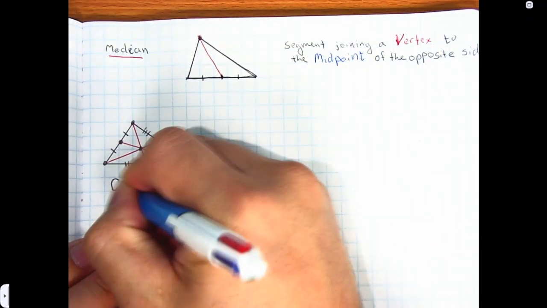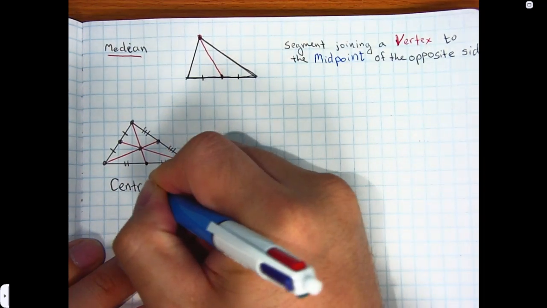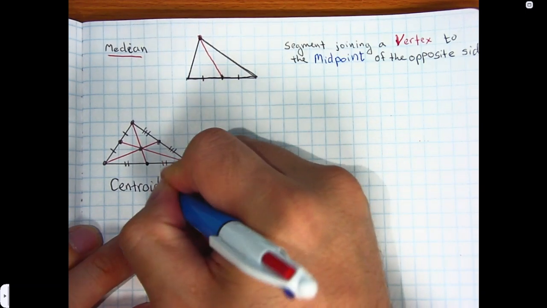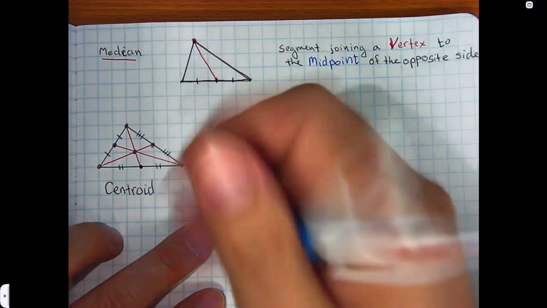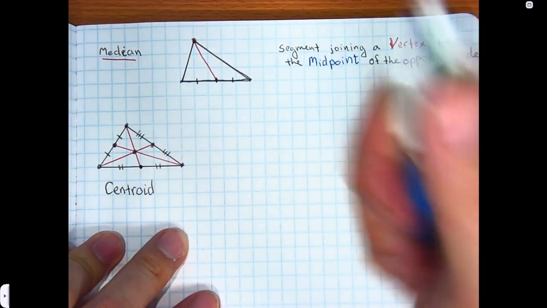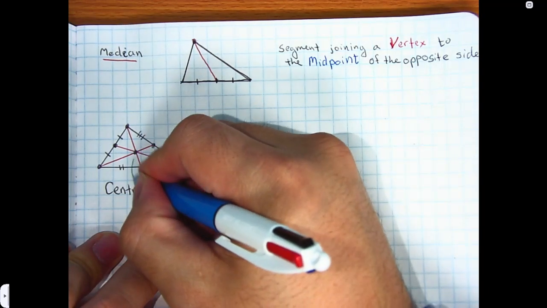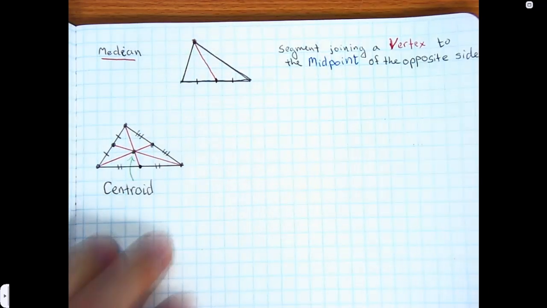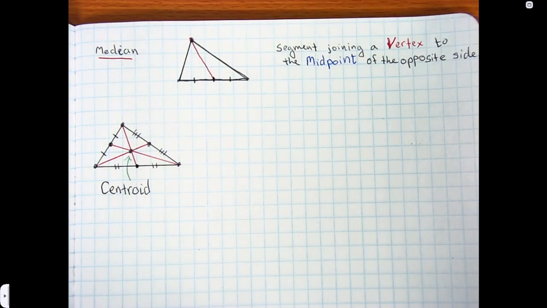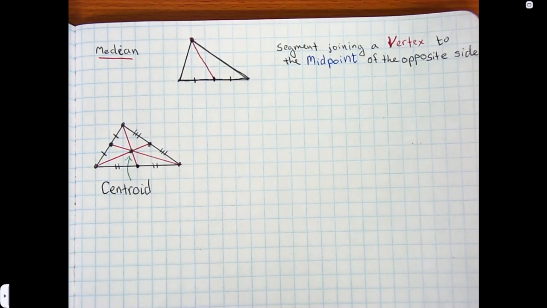Centro, central, ID, like android, centroid. So we have the centroid, which is the point where all of them meet. That thing right there. Technically you don't need all 3 medians to find it. The third one should intersect at the centroid, but all 3 should meet at the same place.